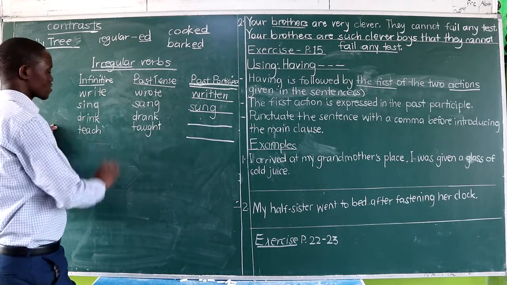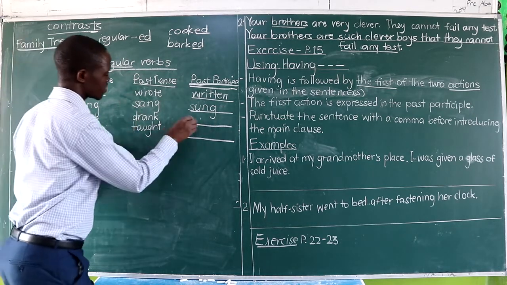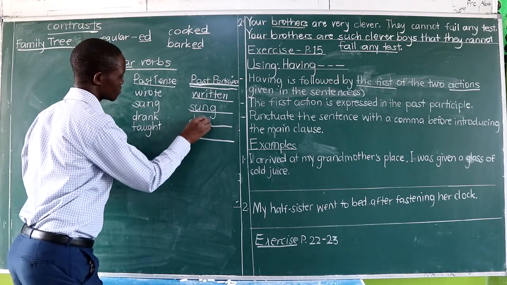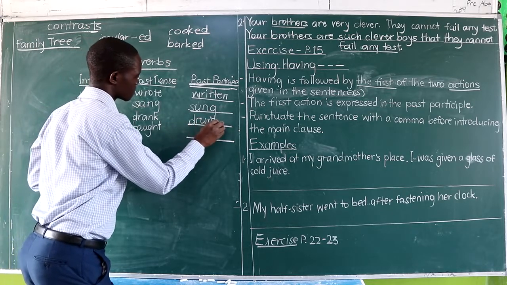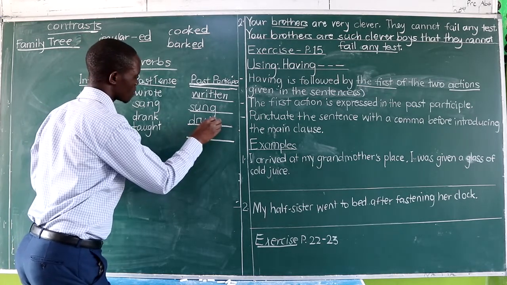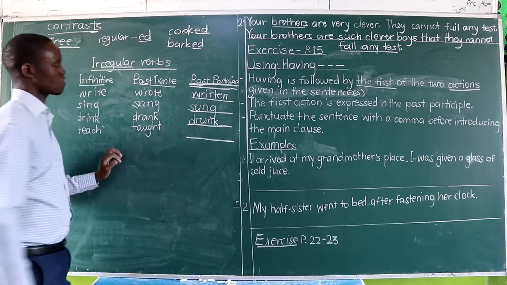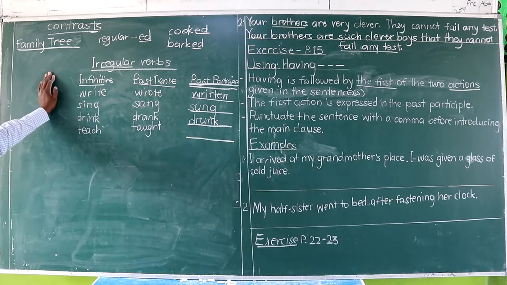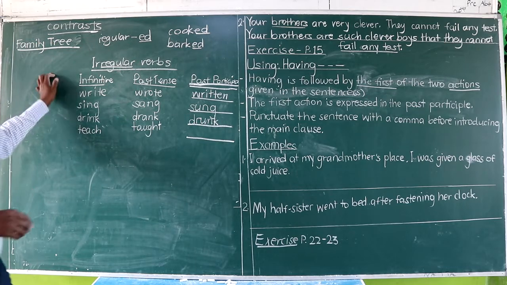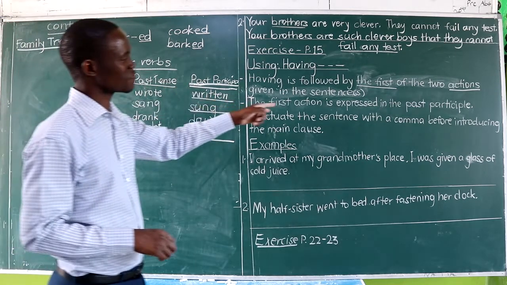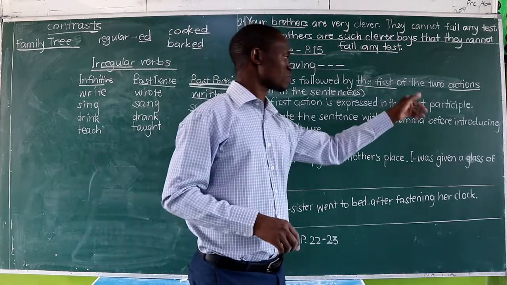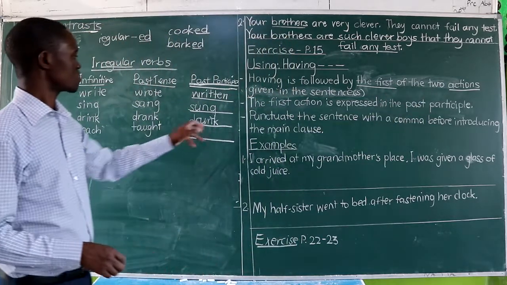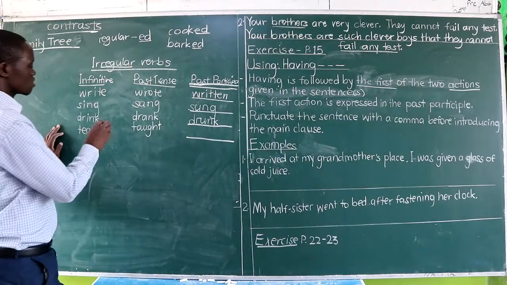Okay, drink. Then drank and drunk. D-R-U-N-K. Having drunk all the milk, the dog ran out of the kennel. Meaning, it first drank before running out. That's what the teacher said. The first action is expressed in the past participle form. This is drunk, the drunk they're talking about.